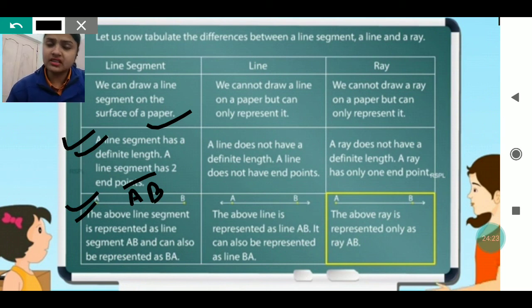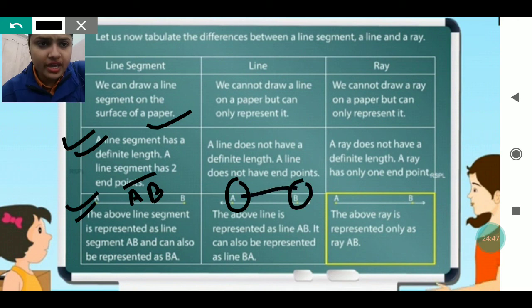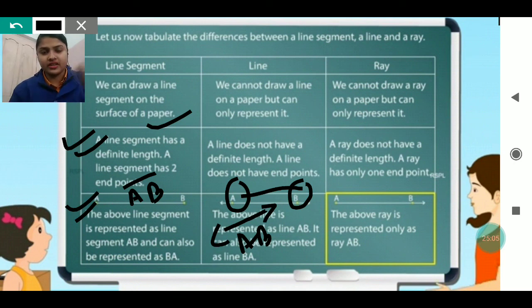Next, in a line, the above line is represented as line AB. It can also be represented in the same way as BA. In both ways it can be represented. You can see it is a line. It does not have any fixed length. It can be extended in any direction. So the points which we put on that line will denote the length. Like you can see, I have put A here and B here. So from here to here, whatever the length will be, we can measure and write that this is the length of this particular line, although it doesn't have any fixed length. So AB, and then we will give one dash like this. From both sides, arrows will be given because it doesn't have any fixed starting or ending length.